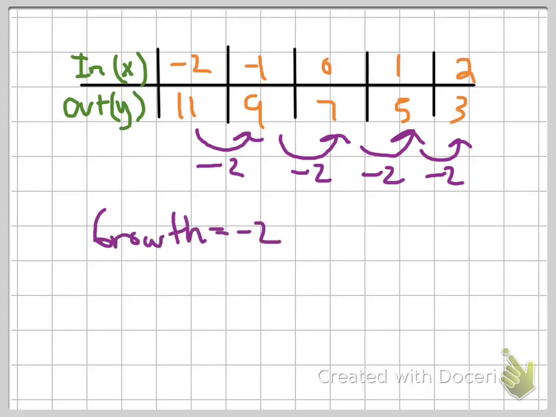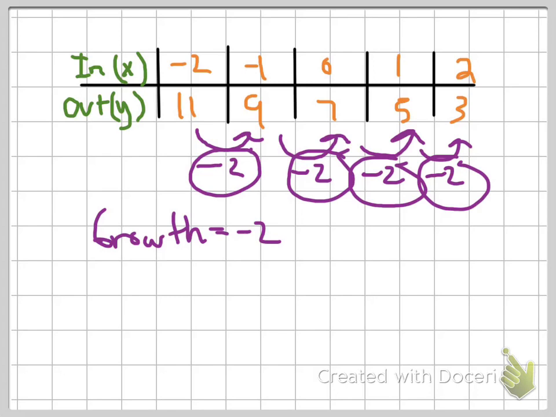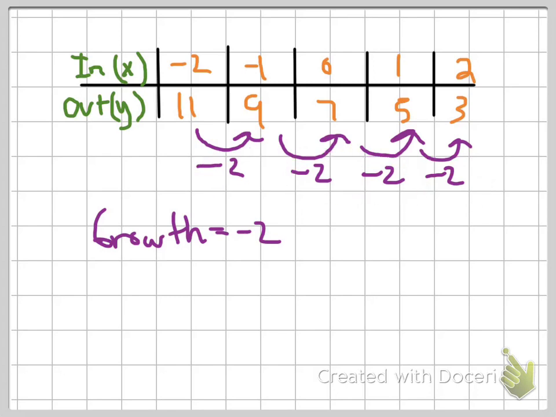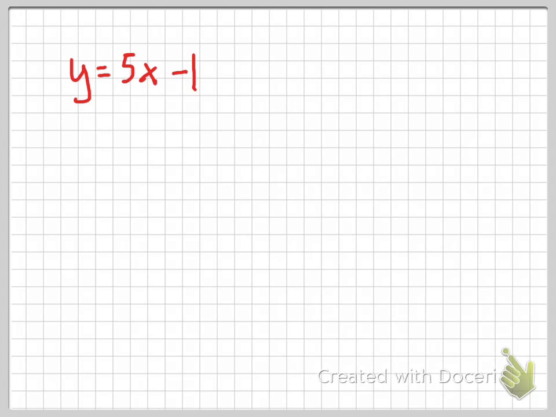So this has got to be a linear pattern because the growth never changes. Now, if it had gone down minus 2 and then it had gone minus 3 and a minus 4 and a minus 5 or something weird like that, then I would have said, whoa, that's not a linear pattern, that's something else. But that is not the case.